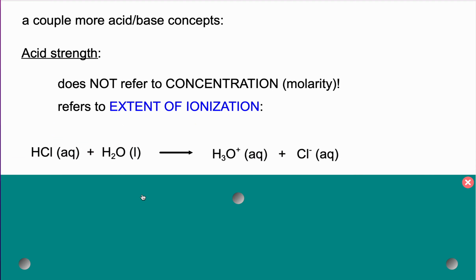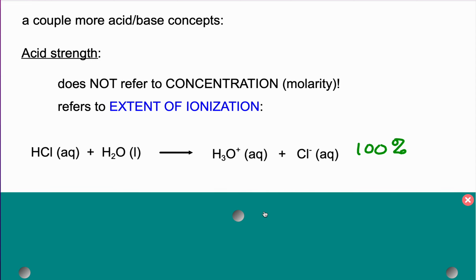Let's take an example. Hydrochloric acid reacts with water to completely ionize to form the hydronium ion and chloride. In fact, this ionization occurs 100%. Therefore, we would describe hydrochloric acid as being a strong acid.